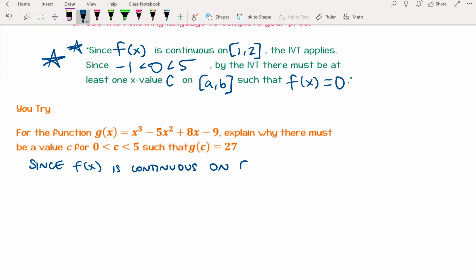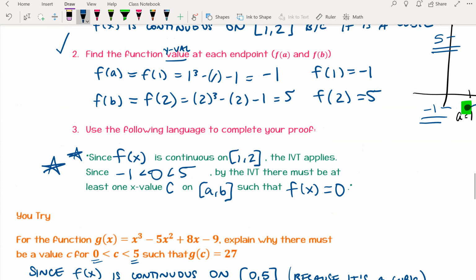on the interval, now we have our interval in different notation, but it could be written like this as well. Since f of x is continuous on [0, 5], and then I'm just going to squeeze in here, how do I know? Because it's cubic. It's also a cubic. Okay, and then we're going to go to the next part.